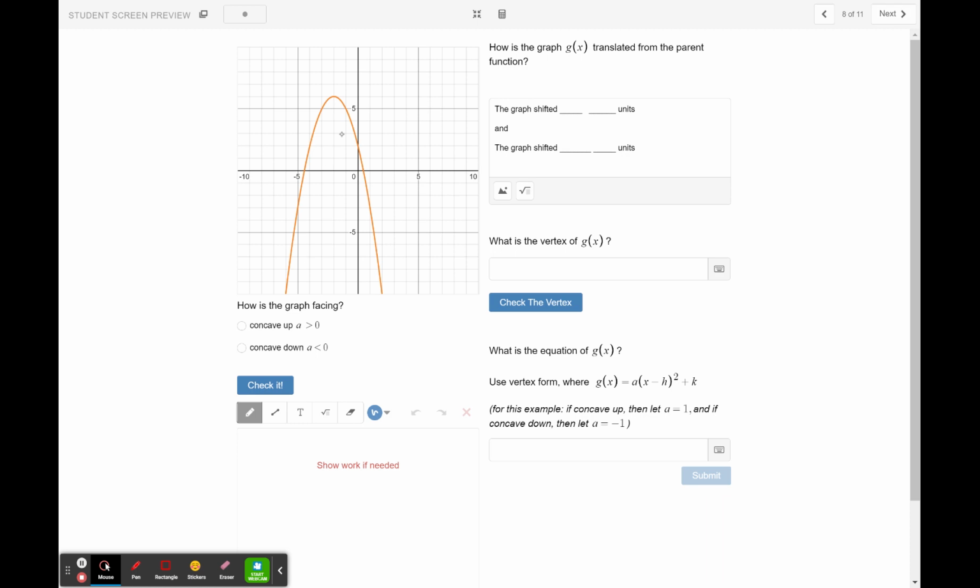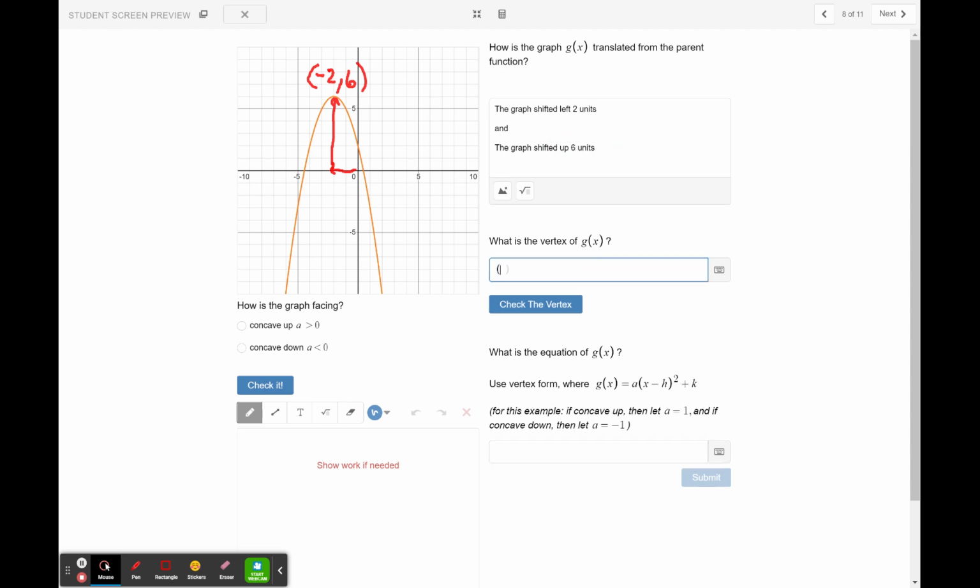Okay, so let's look at this. We have negative 2. We had to go left 2. And then up 6. So left is negative, up is 6, positive. So I'm going to erase this. I had to go left 2 units, and up 6 units. So my vertex should be negative 2 comma 6.